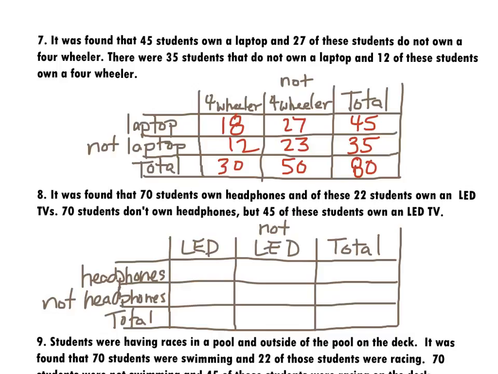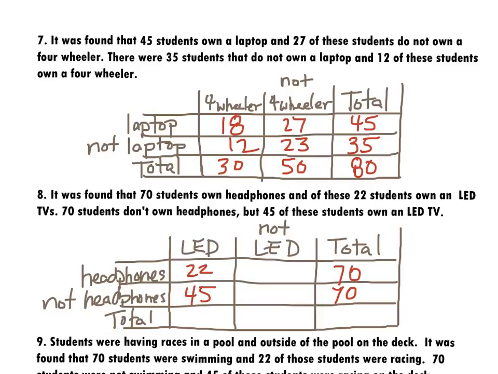So let's start filling in the numbers that they've given us. They said that we found that 70 students own headphones, and of these, 22 own an LED TV. So we'll put that 22 right here. Then, second sentence, 70 students do not own headphones. 45 of those own an LED TV.